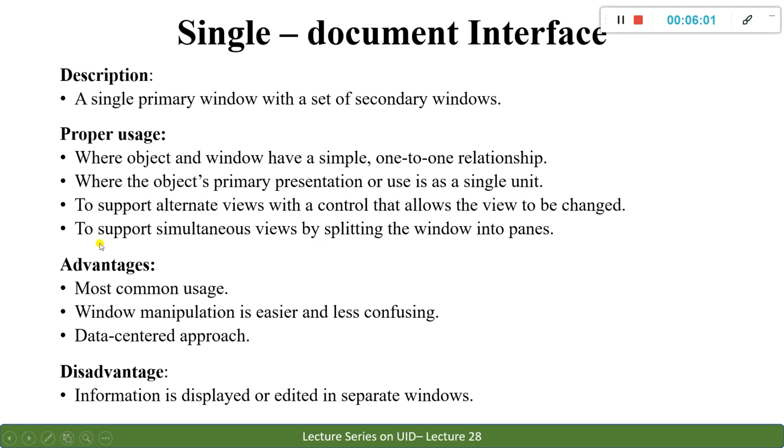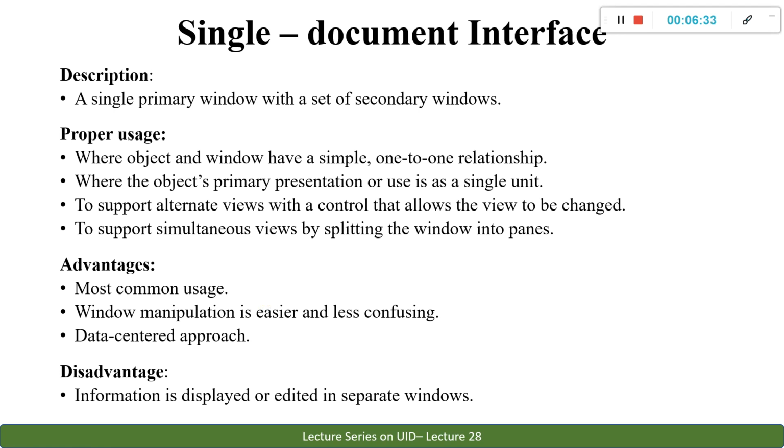And it also used to support simultaneous views by splitting the window into panes. So you divide the window into panes and you can compare from one pane to another. What is the use of it? The advantage of it, it is most commonly used. This is one thing. Second thing is that window manipulation is easy and you do not have much of the confusions. And it is also data centered approach. So what is the data present inside that? That is more important rather than how does it look and all.